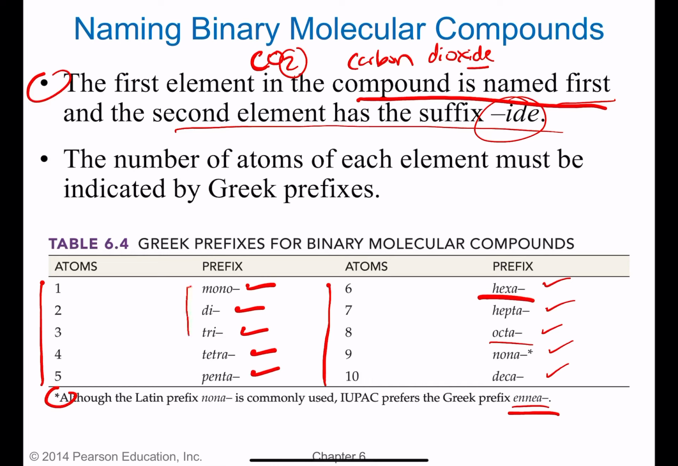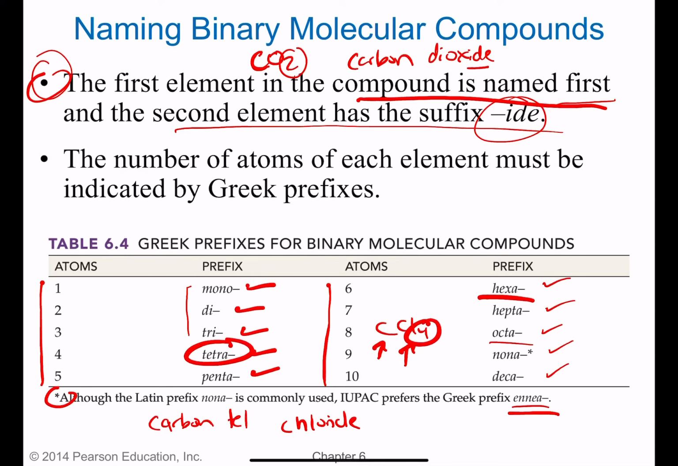Another quick example of just kind of reviewing this one. So let's say we had CCl4. So the first element in the compound is named first. So the first element in the compound is carbon. So the name for this one would just start off as carbon. And the second element in the compound, chlorine, we're going to change that from chlorine to chloride. And then notice there's 4 chlorines, so we're going to use this tetra prefix. So it's carbon tetrachloride.